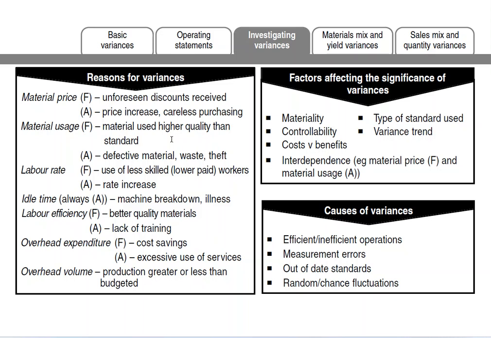Causes of variance: efficient, inefficient operation. If operations are efficient, you will have favorable variances. If they are inefficient, there will be unfavorable. Measurement errors. Maybe the performance that we actually did, we didn't measure it appropriately. That's why there is variances. Out-of-date standards. Standards are not updated, which means it could be planning variance. Random chance or fluctuation. Random, unexpected things that we didn't believe will occur.